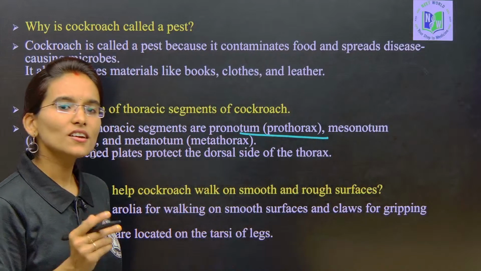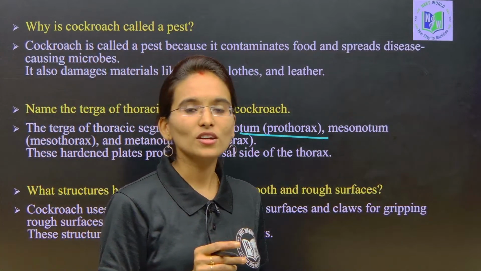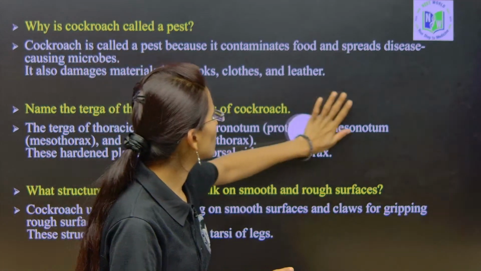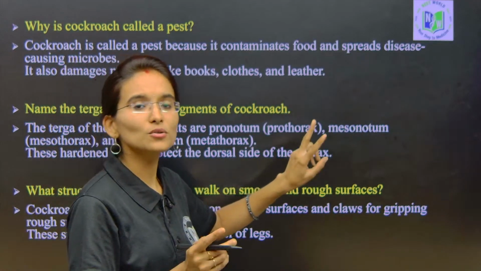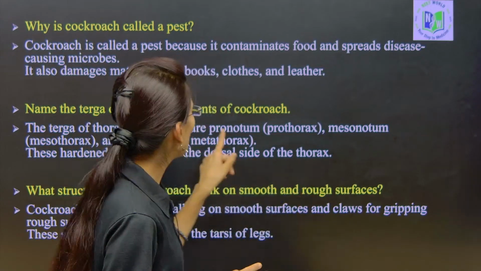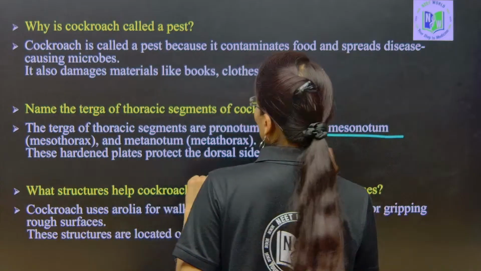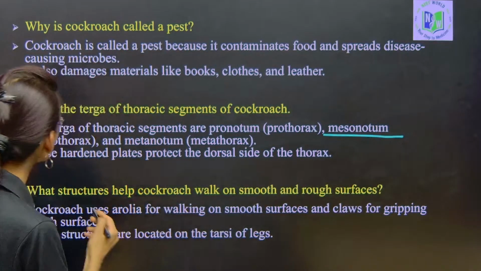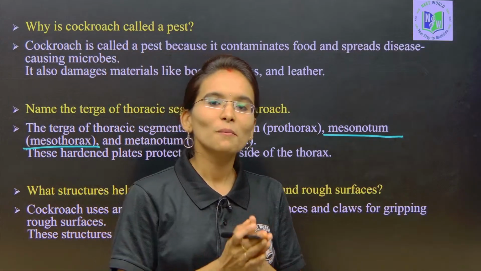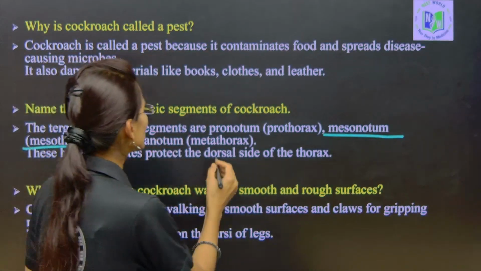You can give any one of the names for the thoracic segments, no need to remember 2 alternative names, just focus on whichever is easy for you. Pronotum, next mesonotum, also called mesothorax, and next metanotum, in the sense metathoracic segment.